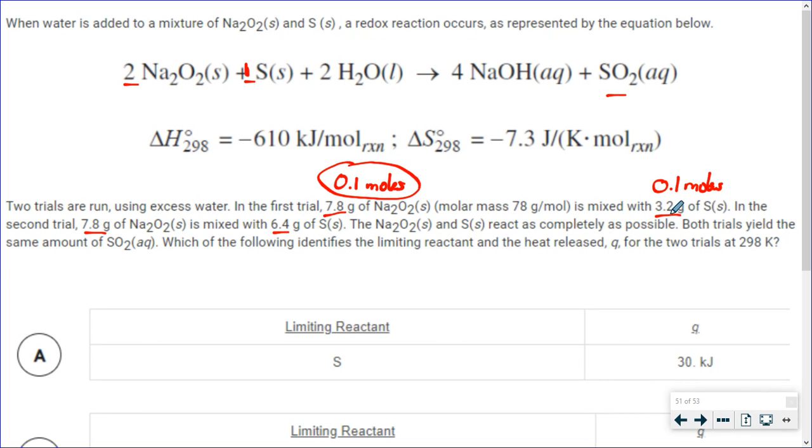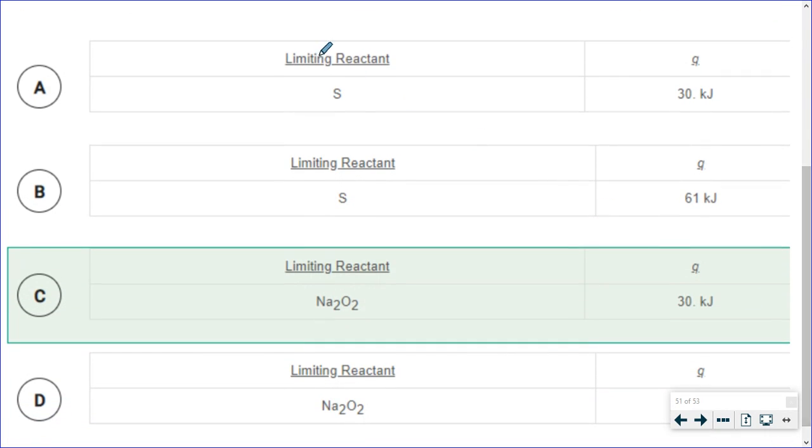In trial 2, I double the amount of sulfur, and so I'd have 0.2 moles of sulfur. Well, that's not going to change my limiting reactant. I'm still going to run out of Na2O2 first. It doesn't matter how much more sulfur I give to the problem, Na2O2 will still be the limiting reactant. So if you go through your problems, we can already eliminate these. It's just our last two, C and D.